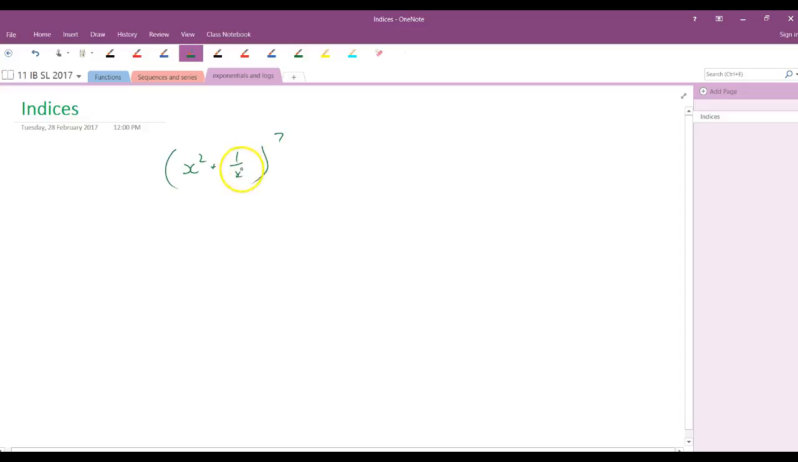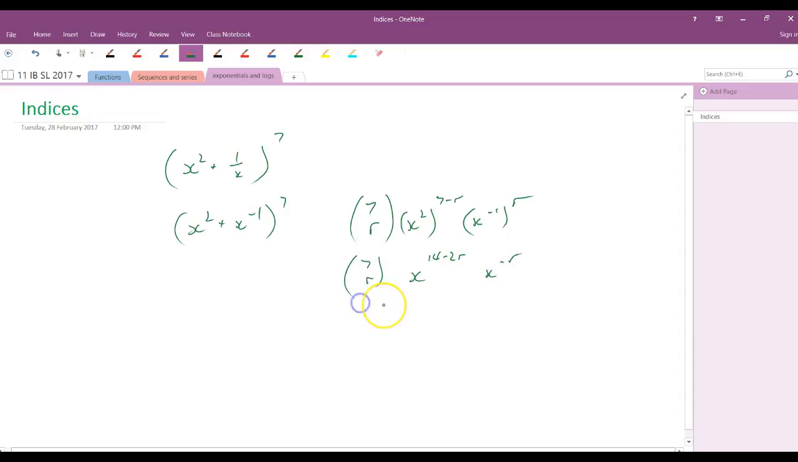The first thing we needed to do was rewrite this as x squared plus x to the minus 1, to the 7, and then we needed to look at the expansion in such a way. In order to look at this, we pulled out this power of a power thing, and so we've done a little bit of index work.